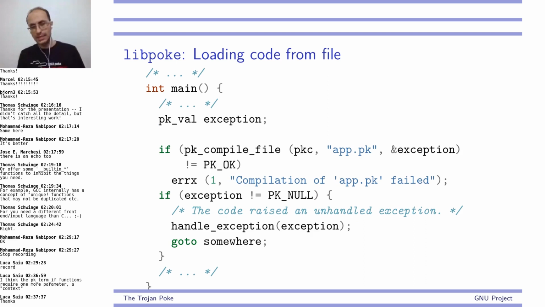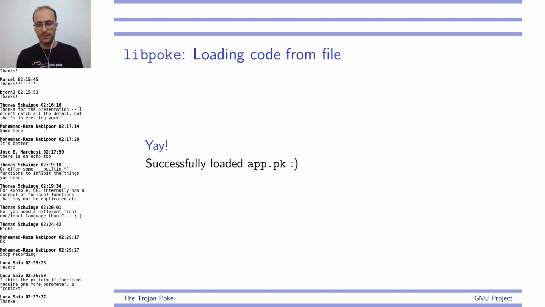So the next class of problems are exceptions, runtime problems. The code has, for example, raised an unhandled exception. So we have to somehow handle the exception and go to somewhere. I don't care about somewhere, but you want to change the flow of the program. Maybe. It's up to you.